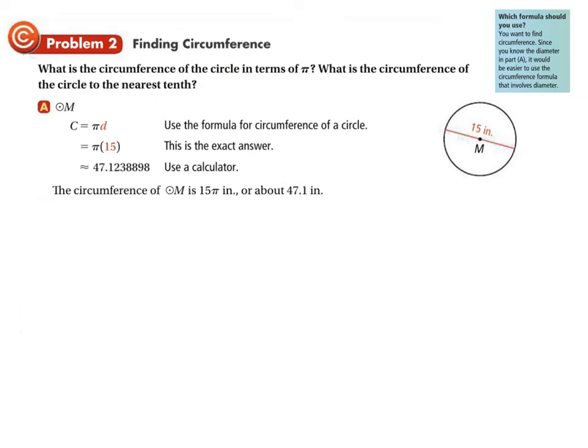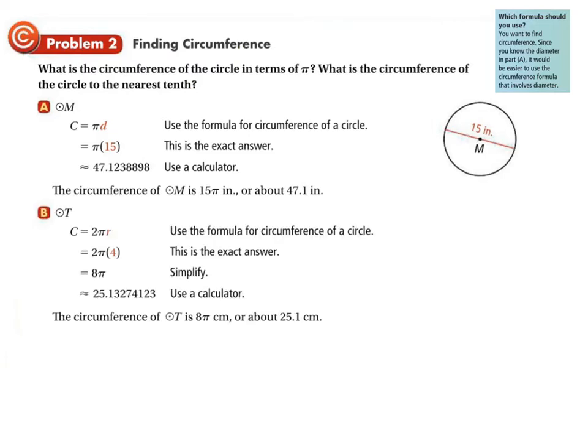What about this next one? Okay, for t. Now, again, this time we have the radius and not the diameter, so we want to pick the one that says 2 pi r. So we do circumference equals 2 pi r, we plug in the radius, which is 4, and we multiply 2 times 4 is 8, so 8 pi, that's the exact answer in terms of pi.